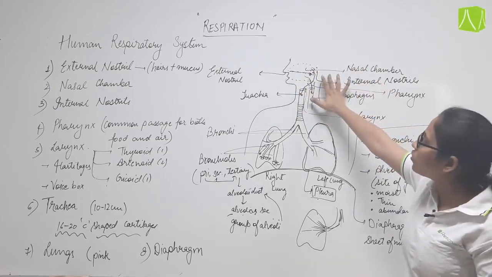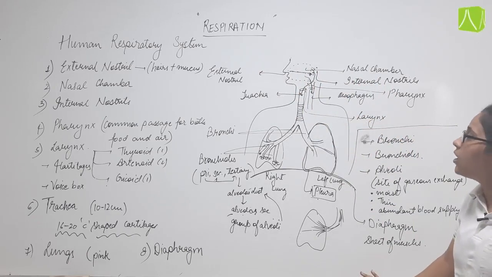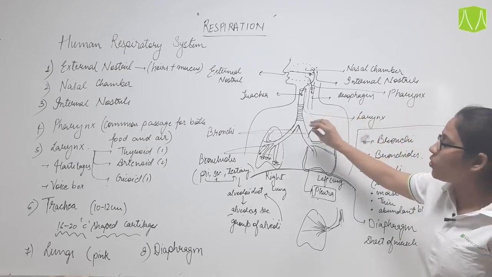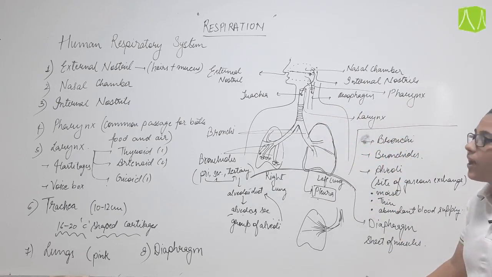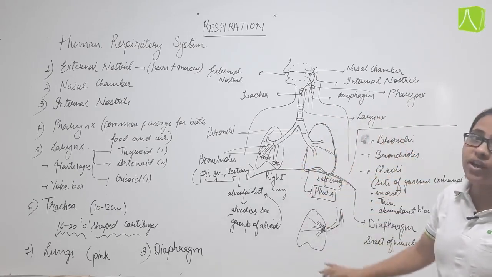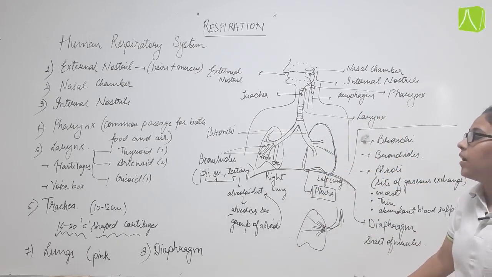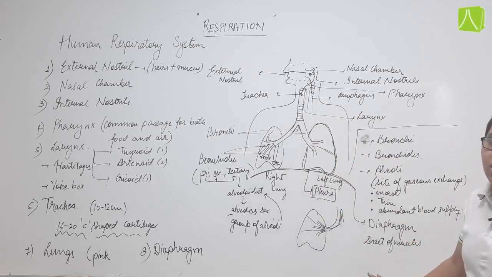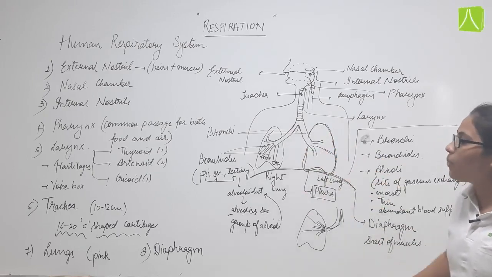After the internal nostrils, there is a common passage for both food and air, which is known as the pharynx. After the pharynx comes the larynx. Larynx is made up of cartilages, thyroid, cricoid and arytenoid. It is also known as the voice box because it is responsible for producing voice in humans. Then the tube like structure known as the windpipe or trachea bifurcates into two tubes called bronchi.